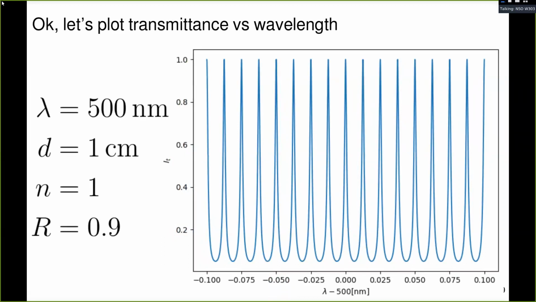Let's now plot transmittance versus wavelength. What I did here is, as you can see, a very small span of wavelengths. I took plus minus 0.1 nanometers, centered at 500 nanometers, and I made a Fabry-Perot which has thickness of 1 centimeter, reflectance of 0.9, and index of refraction 1. And then when you plot transmittance versus wavelength, it looks like this.